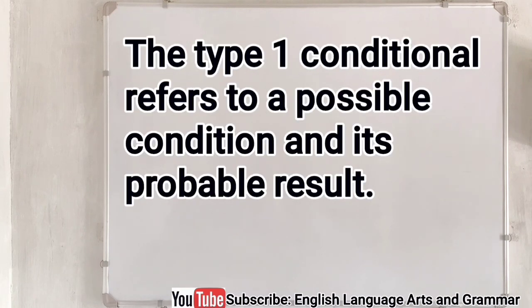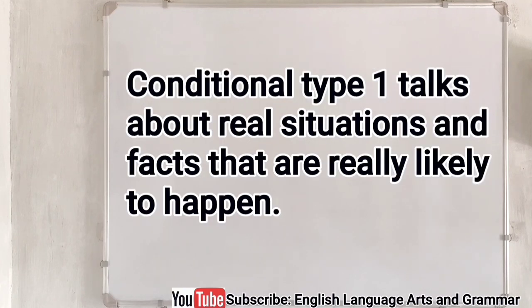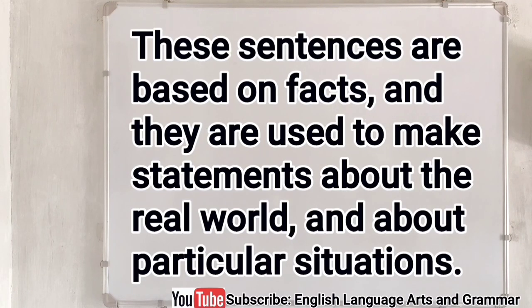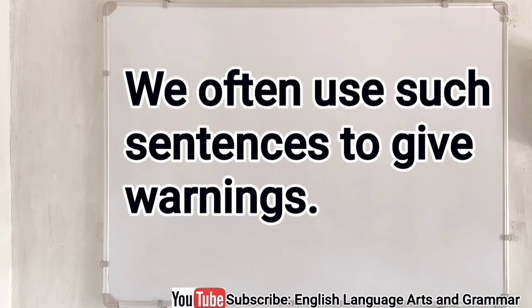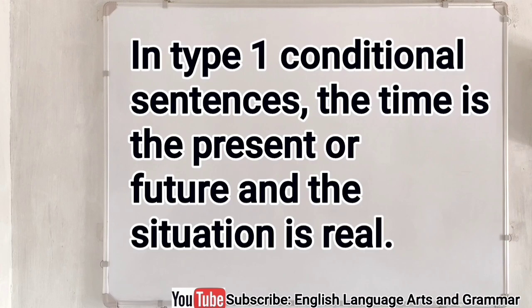Type 1 conditional refers to a possible condition and its probable result. Conditional type 1 talks about real situations and facts that are really likely to happen. These sentences are based on facts and they are used to make statements about the real world and about particular situations. We often use such sentences to give warnings. In type 1 conditional sentences, the time is the present or future and the situation is real.